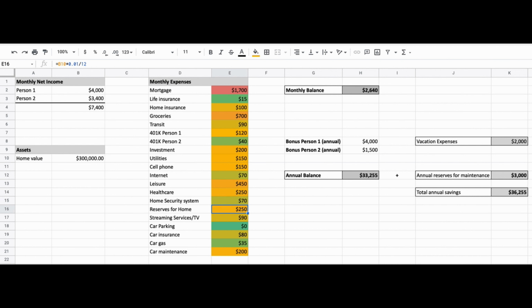If you have a home security system, how much you're paying to the company to monitor your alarm, and reserves for home. Well, in this case, we will only be applying this line item for homeowners. The good rule of thumb here is to save about 1% of the value of the house on an annual basis for potential repairs to your home. This 1% applies to most homes in the US as a general rule, but it will largely depend on where you live and the kind of construction of your home.